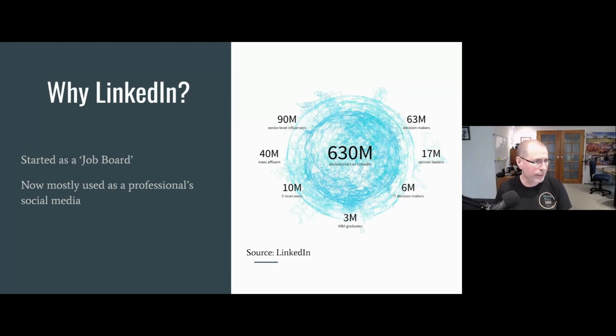But when you look at the senior level influencers, 90 million people who are senior level influencers, decision makers, 63 million, people with an MBA, 3 million, IT, 6 million. So you're talking about people who are really those who are most likely to be decision makers in business. And we all know that the people who are making decisions in business are often the ones that we need to connect to, especially in the commercial photography space.